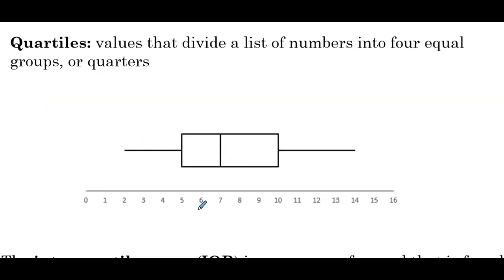Here is the box plot to represent the data that we were just working with. Let's look at a few things we should notice. 2 is where the box plot starts. Well, 2 is the lowest value in our set. So 2 is the minimum. Going to the other side, 14 was the largest number in the set, so 14 is the maximum. 7 was the median.